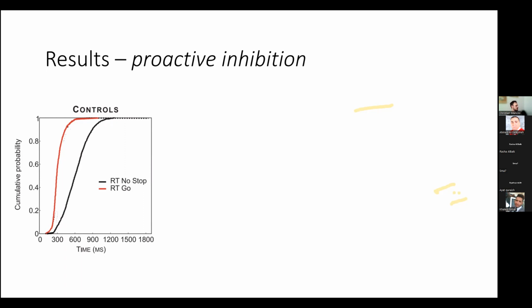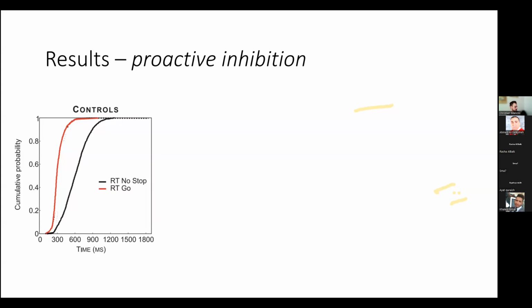In red, you see the reaction time of the go only, and of course they are much faster. I'm showing you the results of our healthy controls. And on the right, you see the reaction time of no-stop trials. So the same movement, but in the no-stop trials, the controls know that there could be a stop signal. So the reaction times become longer because they wait for the stop signal. They proactively wait for a stop signal.